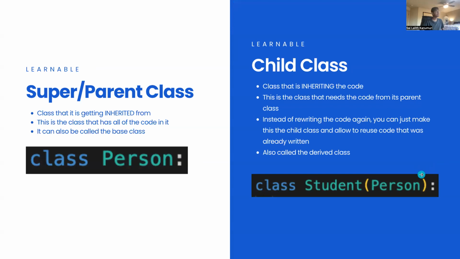And now let's go into inheritance. So we have the superclass, or parent class, which is the class that's being inherited from, and the child class, which is the class that's inheriting the code. So if you have a class person as a parent class, you can have a child class called student. It basically allows us to reuse the code from person inside of student, which is really useful because you don't want to write the code again. You want to reuse the code that you already wrote. Okay, so that's basically inheritance.